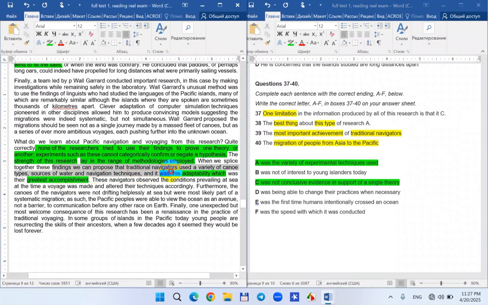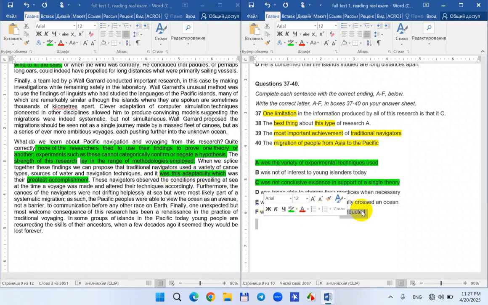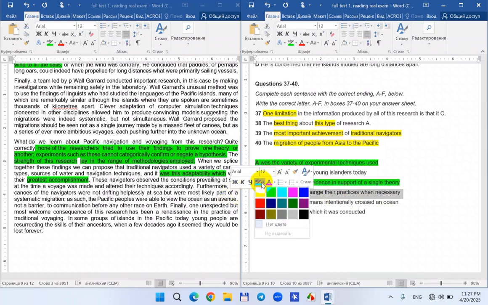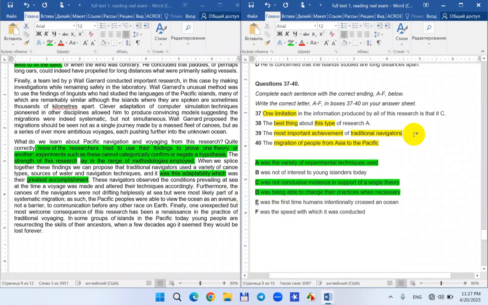Look, variety of canoe types, source of water, navigation techniques, adaptability. I think adaptability, not speed, not first time. I think they could change. So the correct answer would be D for this one.